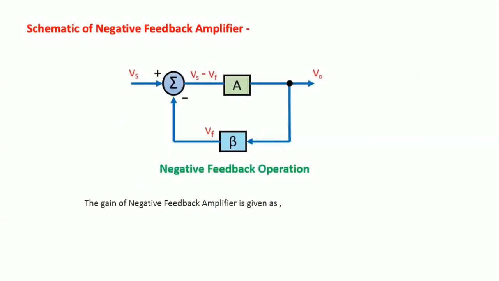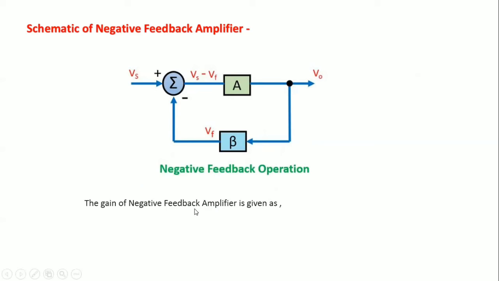In the next slide, we will see the schematic of the negative feedback amplifier. Here again, as usual, Vs is the input voltage source signal, A is the amplifier and beta is the feedback fraction. Here the input to the amplifier is equal to Vs minus Vf, and we are feeding this towards the output.